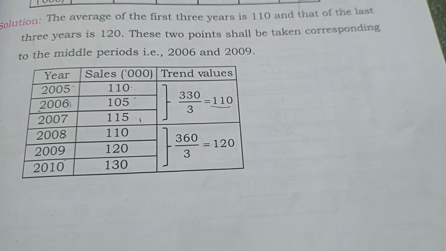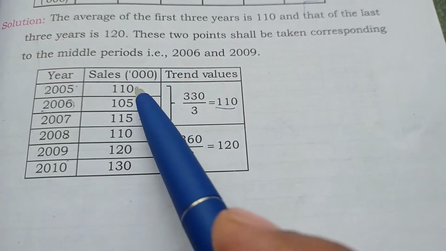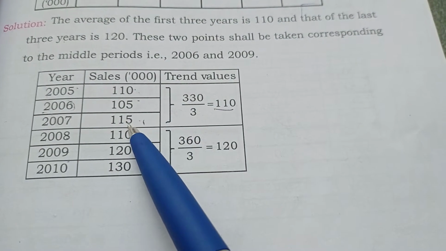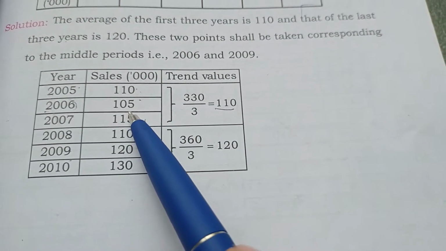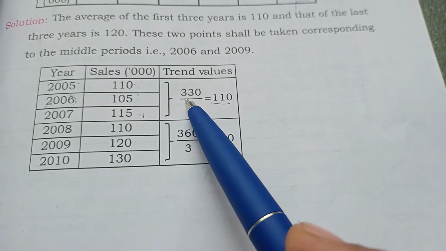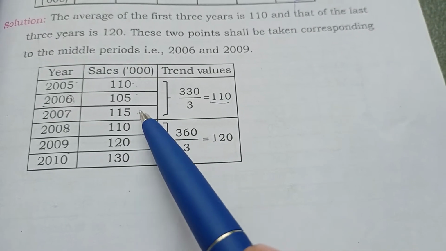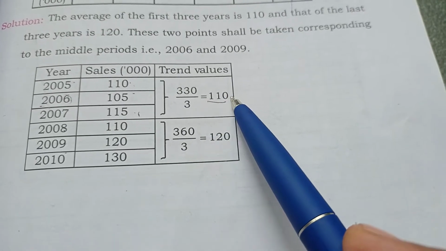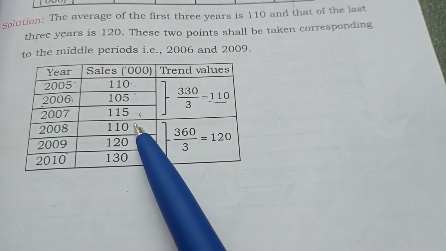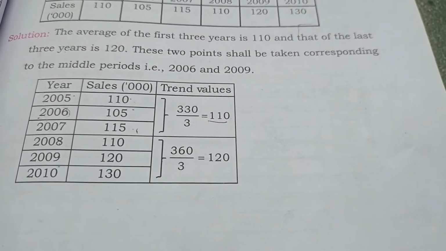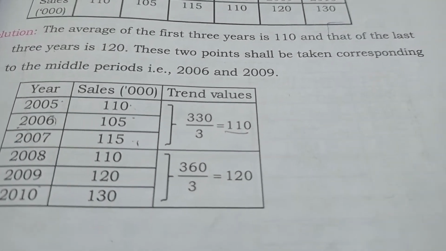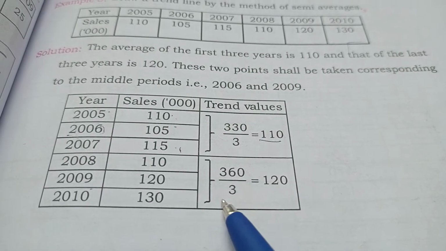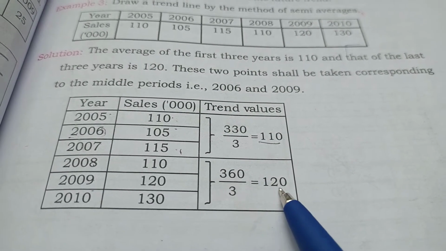6 divided into 2 equal parts means 3 years and 3 years. Add all the 3: 110, 105 and 115 is 330, divided by 3. It is 110, the trend value. If I add the next 3, 110, 120 and 130, it is 360. That 360 divided by 3 is 120.